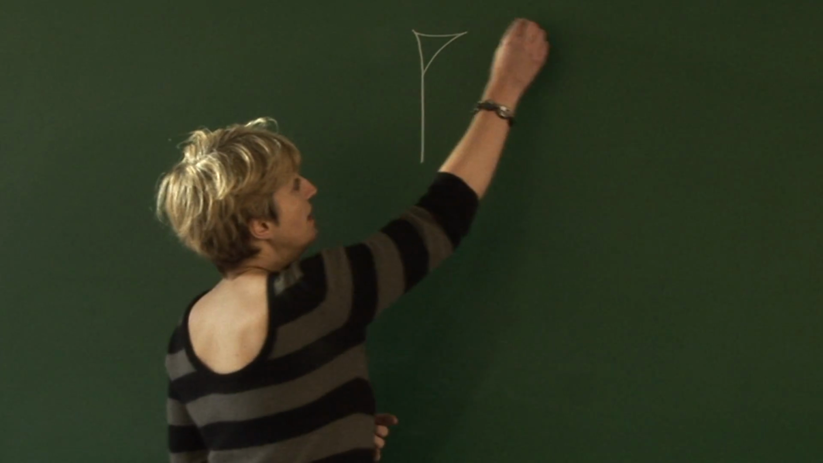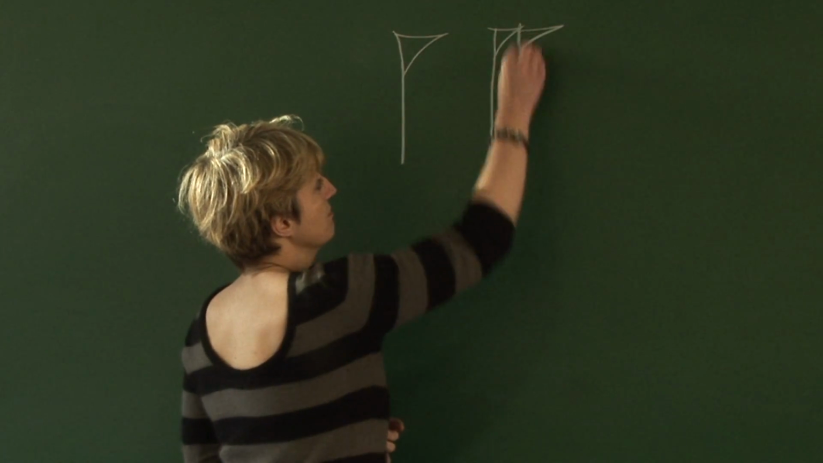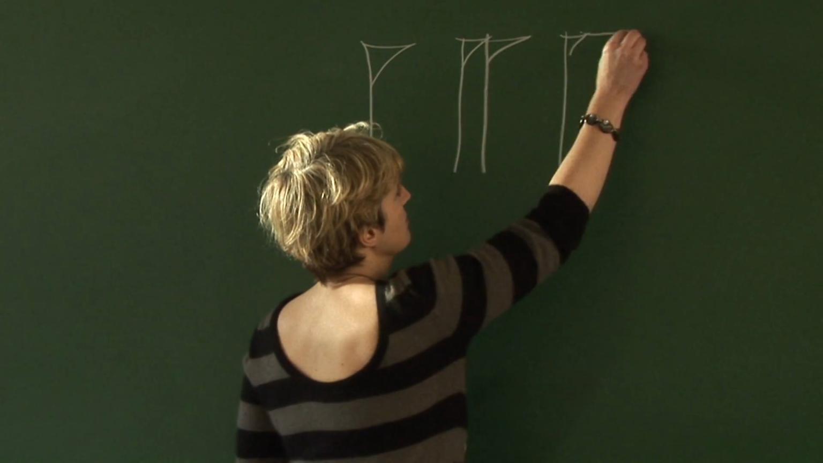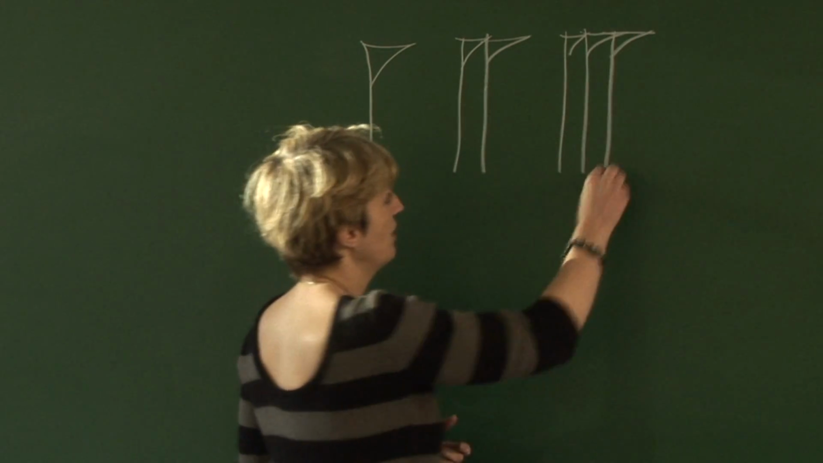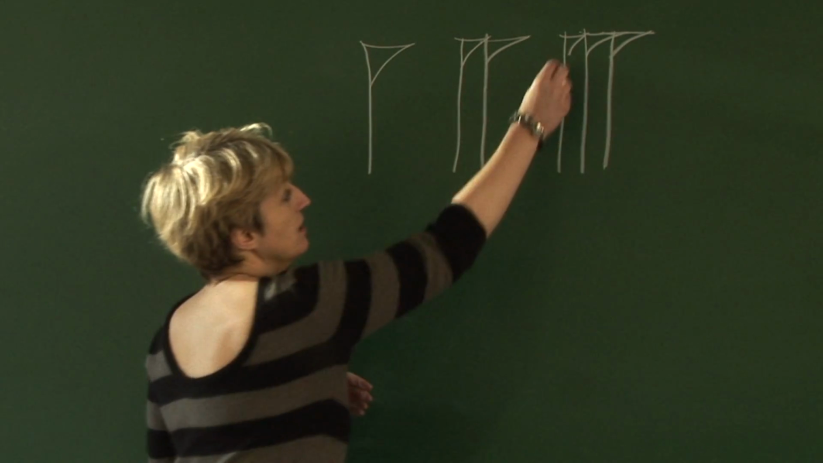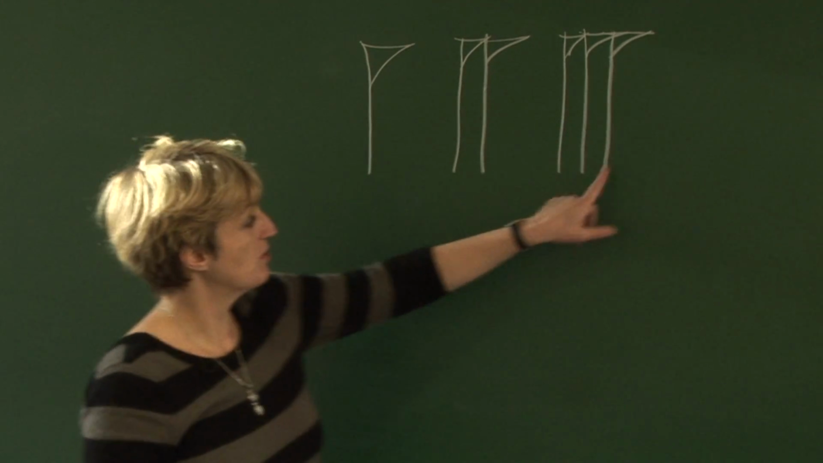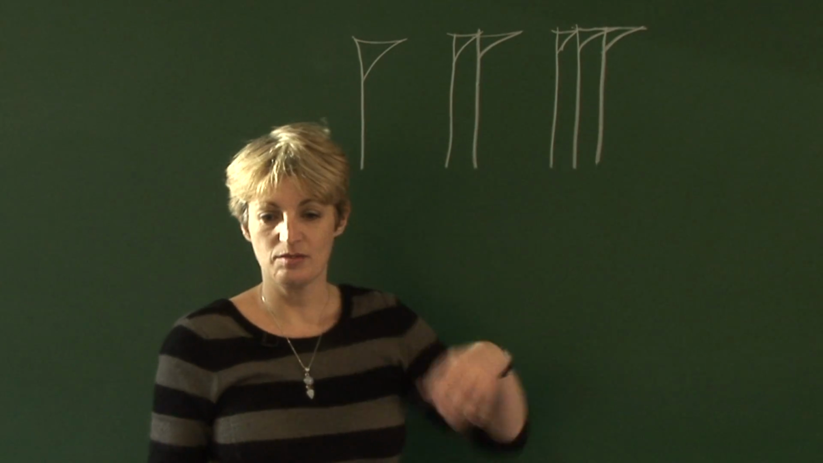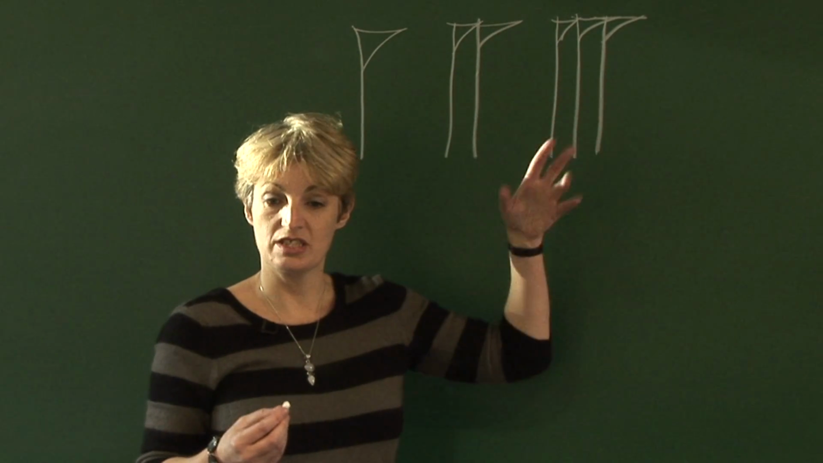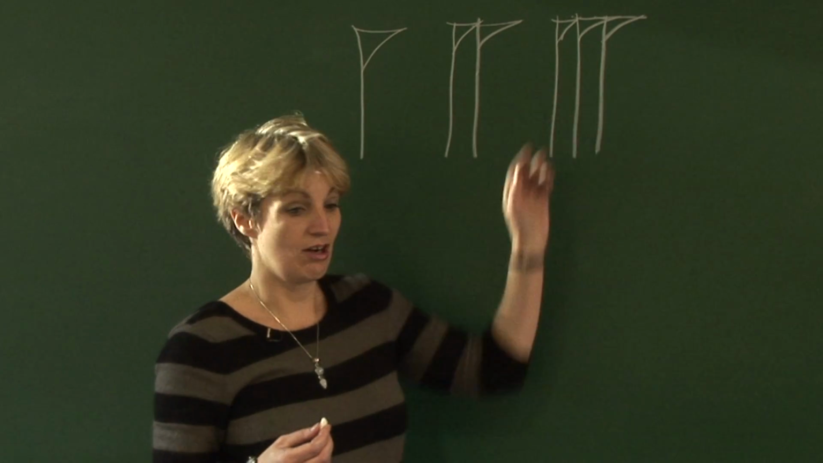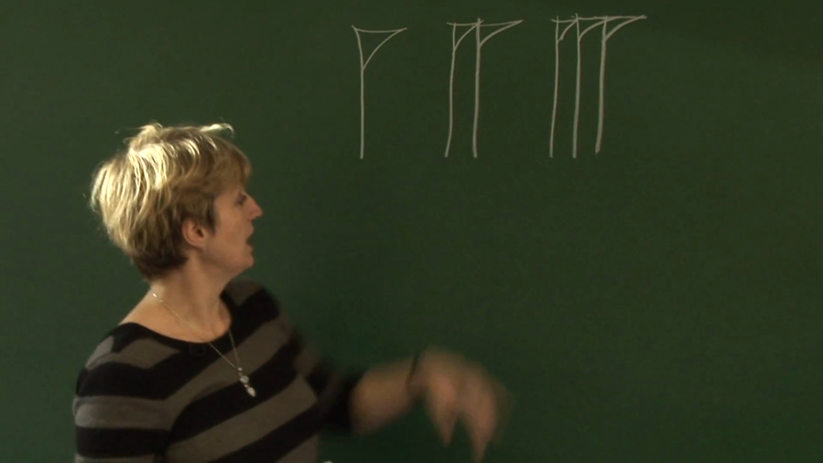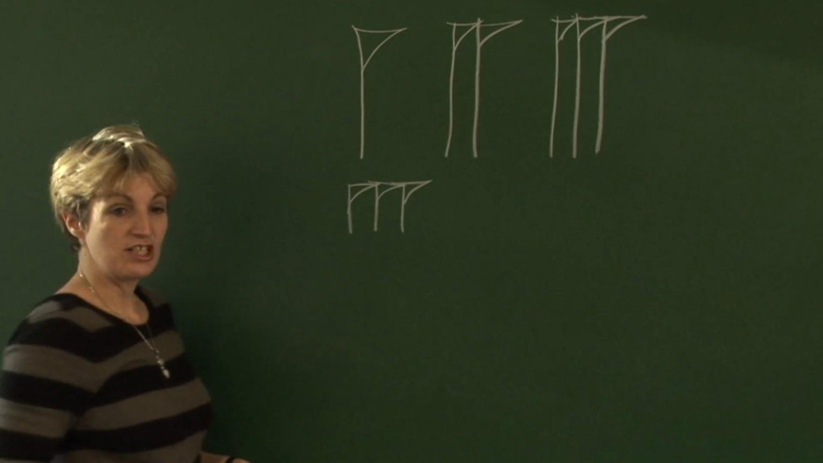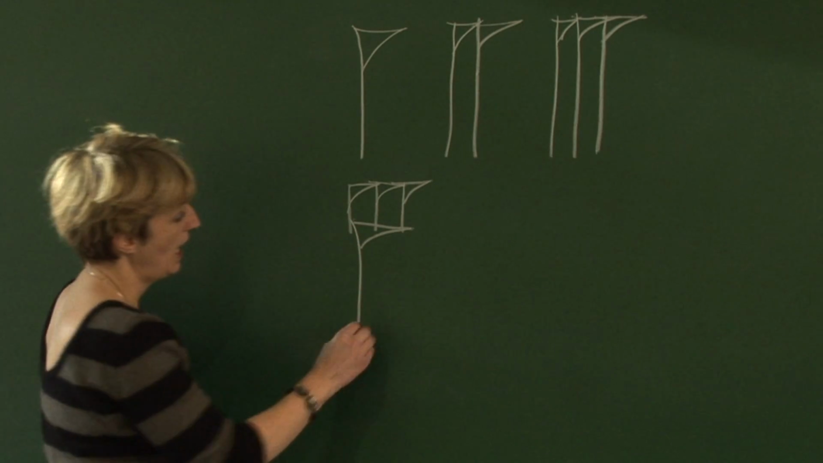And then, not surprisingly, 2 vertical marks is 2. 3. And then we get something slightly different. Because if we just keep doing like this, then we end up with lots of vertical lines. And sometimes it's difficult just to be able to look at them and see how many lines there are in the number. So after 3, the scribes would write 4 as 3 wedges on top and a big one underneath.